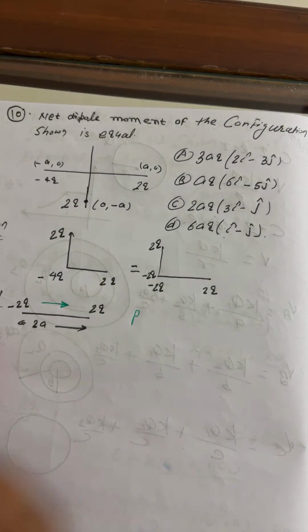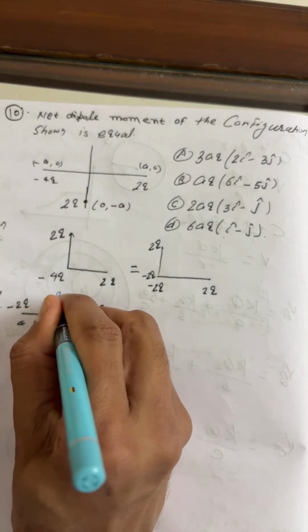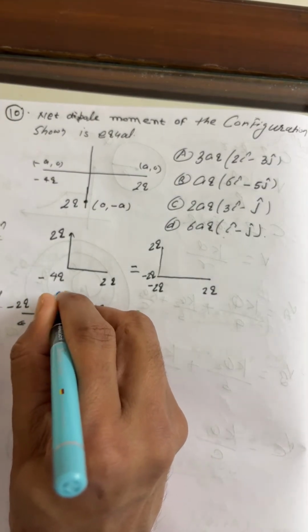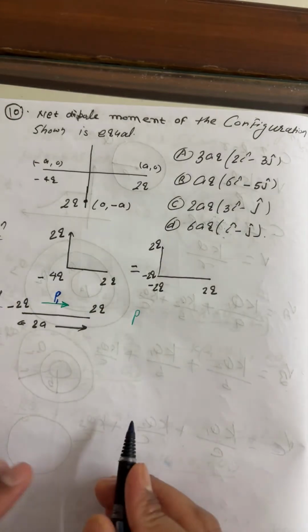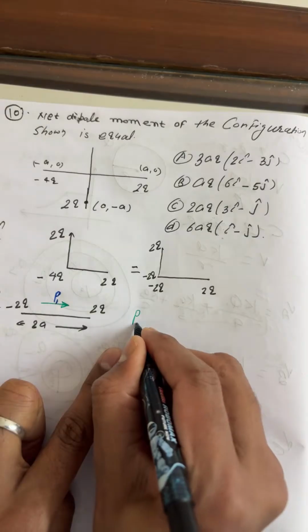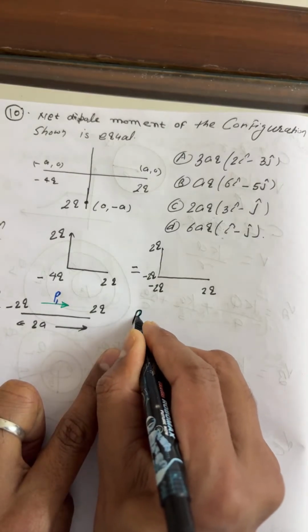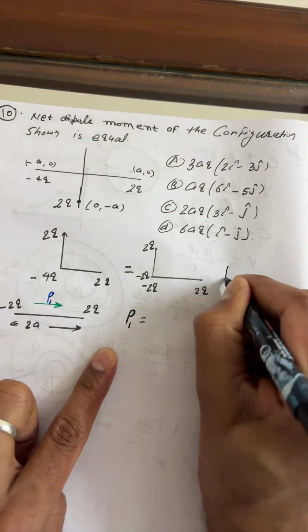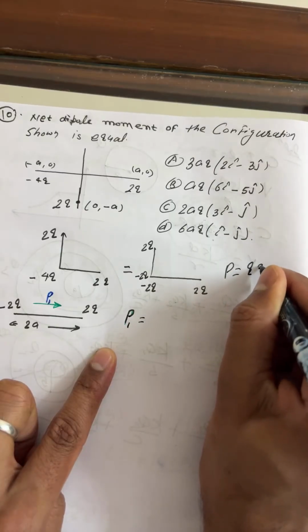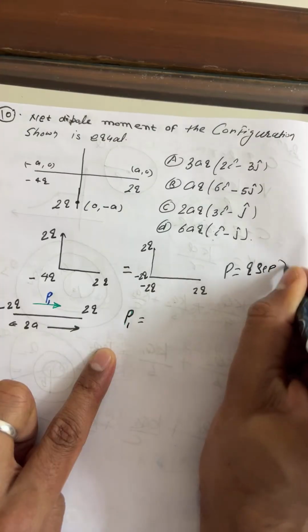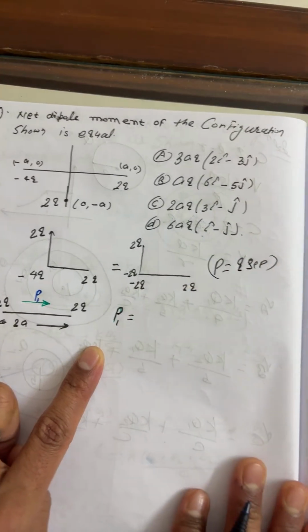My dear, I'm calling here. This is P1, right, beta? Okay, so P1 you can write. What's the formula of dipole moment, beta? Dipole moment you can write as charge into separation of particle, right, beta?